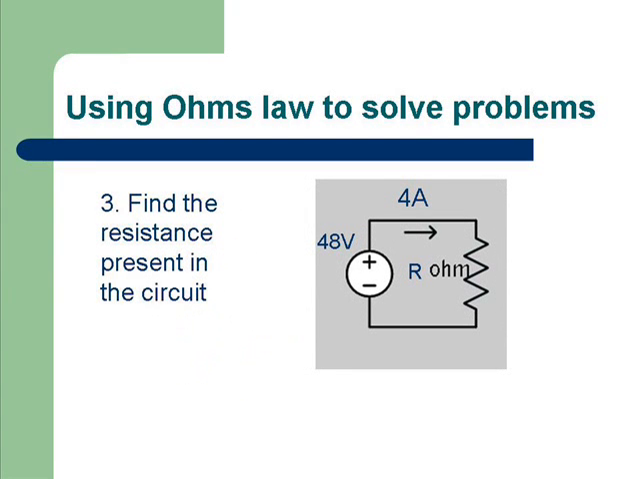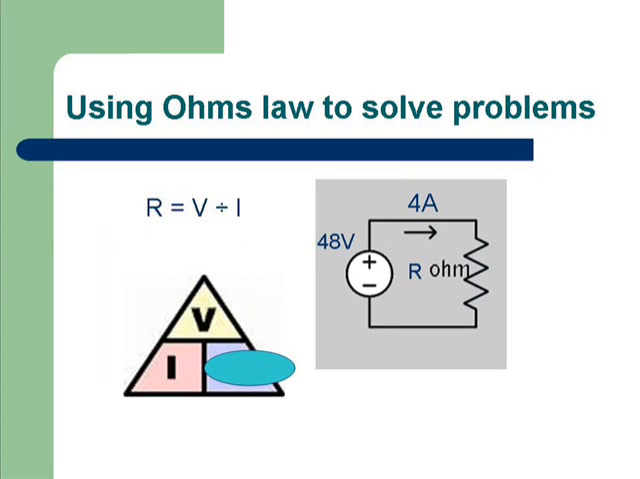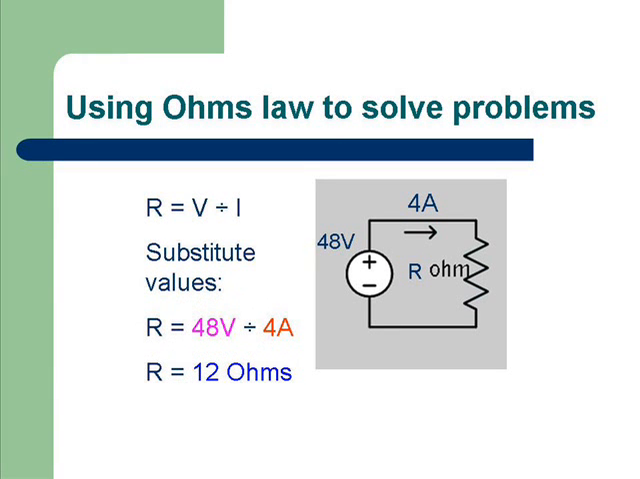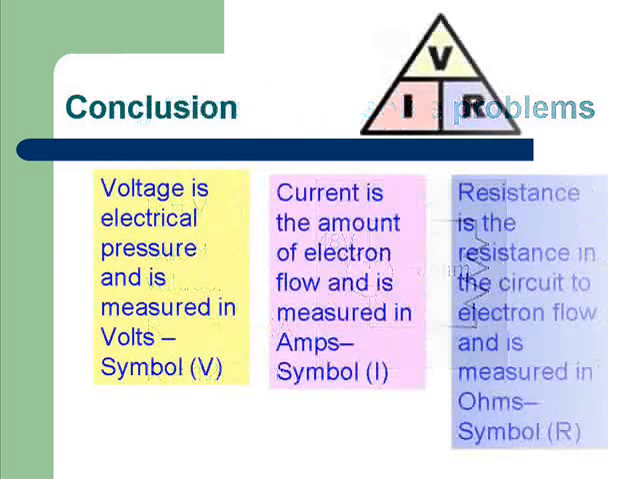The third and final problem asks us to find the resistance present in the circuit. Here we have a 48 volt DC supply and 4 amps flowing, and we need to find the resistance. So again we use our trusty Ohm's law triangle. We simply cover over R, and we find that the formula is V over I, or V divided by I. So we write this formula down, and again, as in the previous two examples, we simply substitute the known values into the formula. So R equals 48 volts divided by I, which is 4 amps. So our final answer, the resistance is 12 ohms.